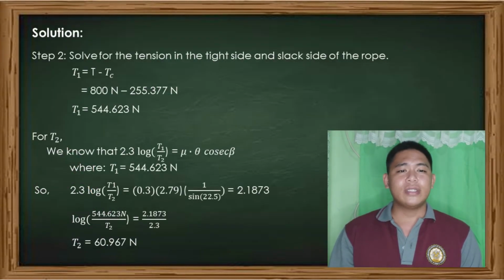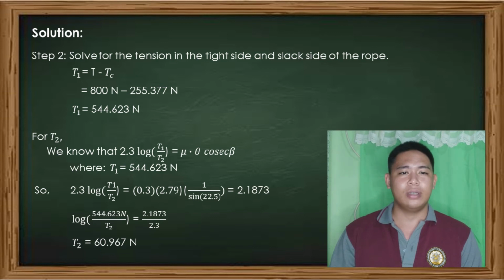For step 2, we need to solve the tight and slack side tensions of the rope, since T1 and T2 are involved in the formula in finding the number of ropes. As we all know, T1 is equal to T minus Tc. Since we have values for Tc and T, we just substitute the values in the given formula. So T1 is equal to 800 Newton minus 255.377 Newton. So T1 is equal to 544.623 Newton. While for T2, the ratio of the driving tension is used.